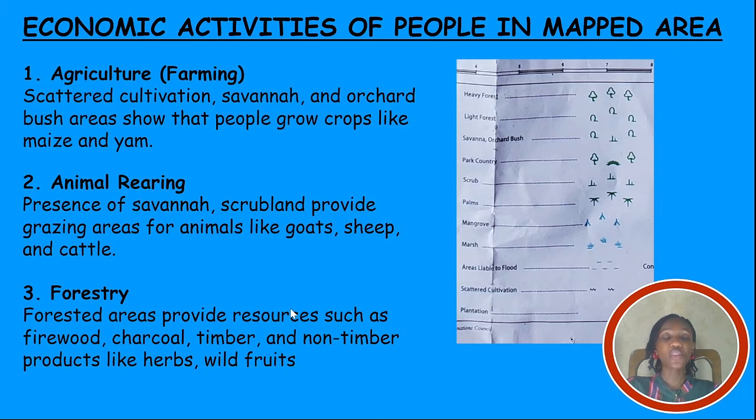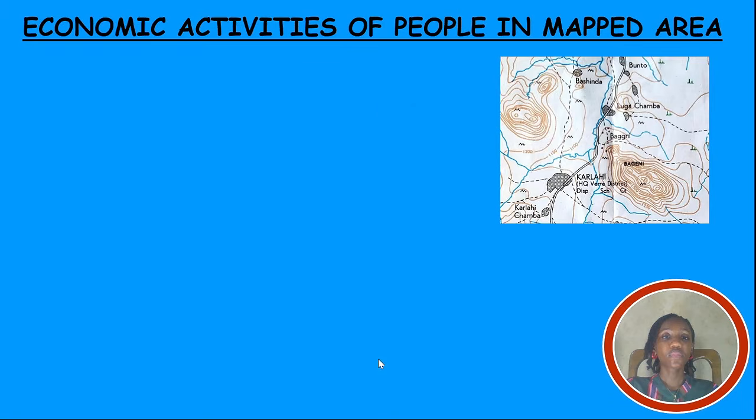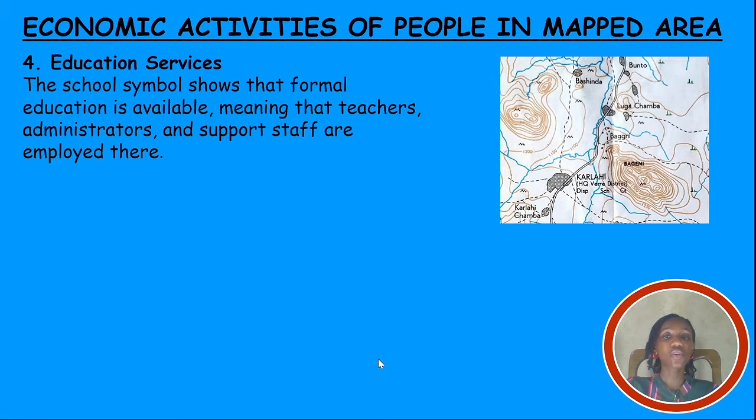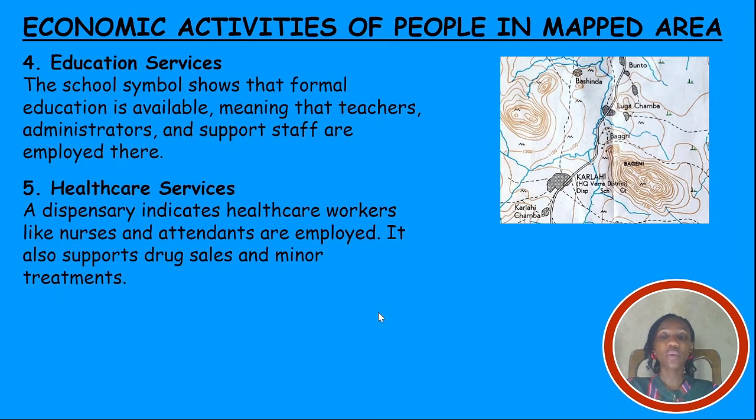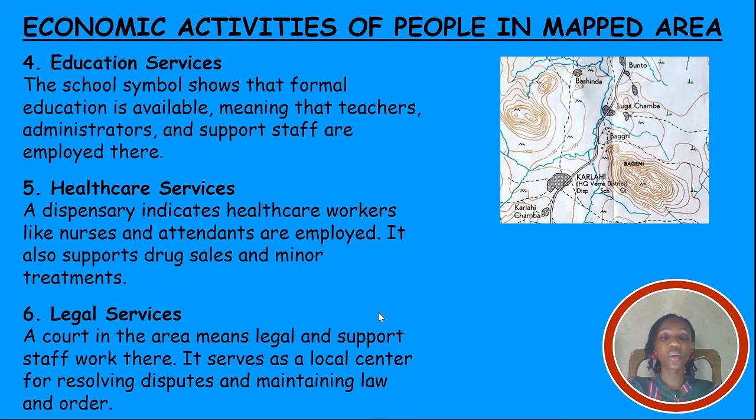So now we already have three activities, but I'm going to give you some more. Number four, education services. Don't forget that the SCH that we saw around Karlahi means school. And if there is a school, that means that they're going to employ teachers, administrators, and even supporting staff like cleaners, gardeners. Number five, healthcare services. Also, don't forget the dispensary that we saw where we could get drugs. And then number six, CT, the courts, legal services. The CT that means court, therefore means that there is a presence of a legal system in the mapped area.